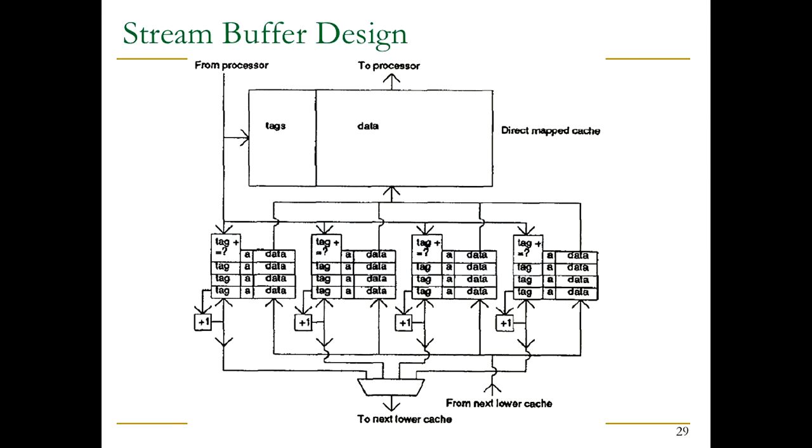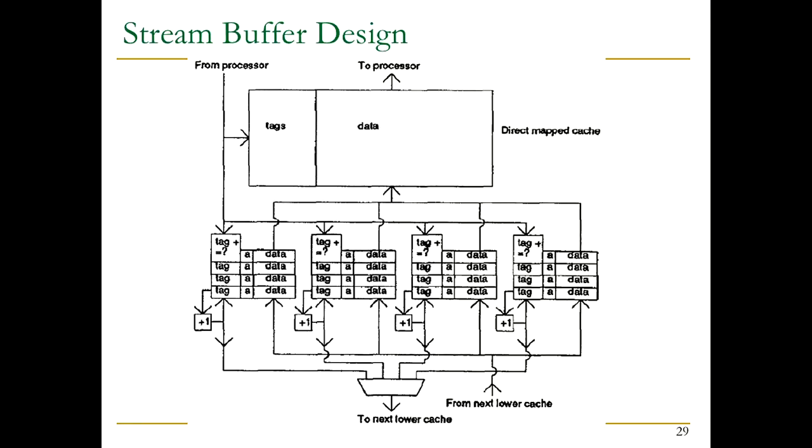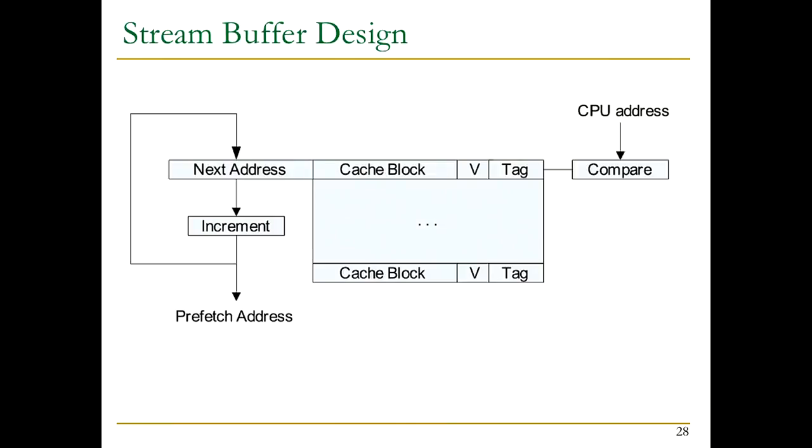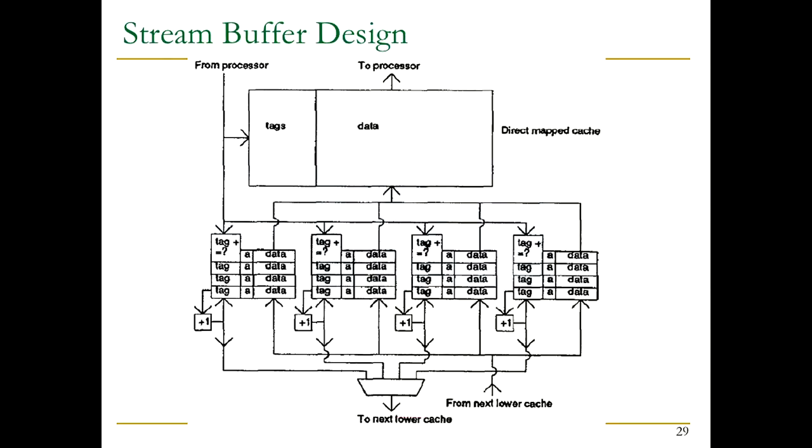Okay, and this is from the paper. Again, I don't need to go into it, but it looks nice. Maybe not nicely drawn, but conceptually nice. So there are clearly trade-offs in stride prefetching, instruction-based stride prefetching versus cache block address-based stride prefetching. So if you look at the stream buffer design, it has nothing to do with instructions, right? It's not observing any program counter over here. It's observing the cache misses that get out of the data cache. Right? And existing processors have things like this, but they're more sophisticated.